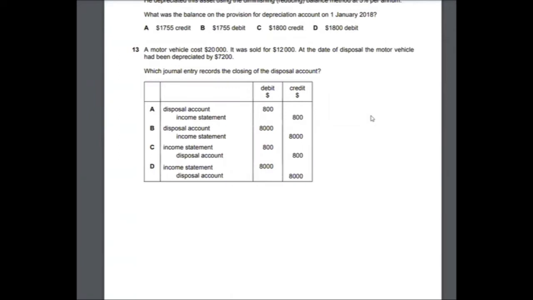It's very simple. All you need to do is take the cost of the asset and deduct the accumulated depreciation. In turn, you will calculate the carrying value of the asset, or the net book value of the asset. So in this case, it would be $20,000 minus $7,200, which gives you $12,800. The carrying value of the asset is $12,800, but the asset was sold for $12,000. So you can clearly see that there's a loss of $800 here. So you can immediately eliminate option B and option D, and you come down to option A or option C.